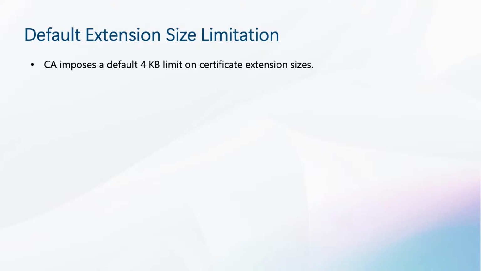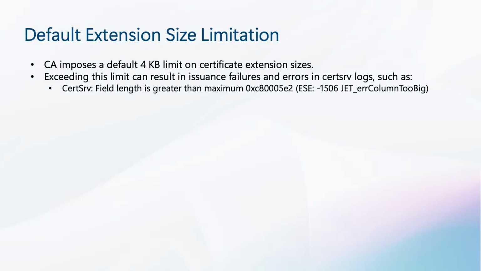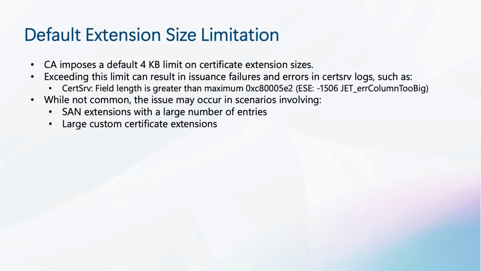As you all know, Active Directory Certificate Services has a default extension size limit, which is a 4 KB cap that is placed by the certificate authorities. Now, this is good for most scenarios, but can often cause issuance failures, especially when you're working with SAN extensions that include a large number of entries or custom certificate extensions that are larger in size and often exceed 4 kilobytes. So whenever you run into these scenarios, you will typically run into errors such as JET error column too big in your certsrv logs.